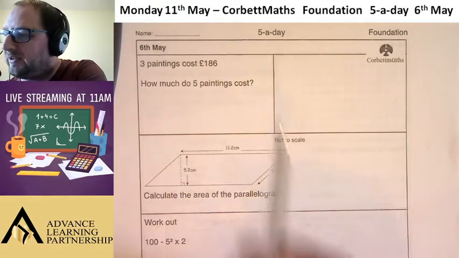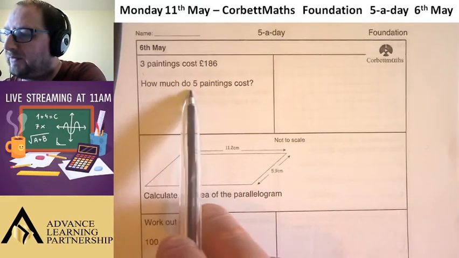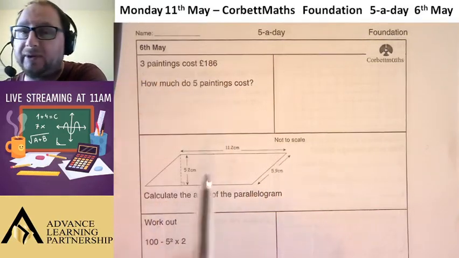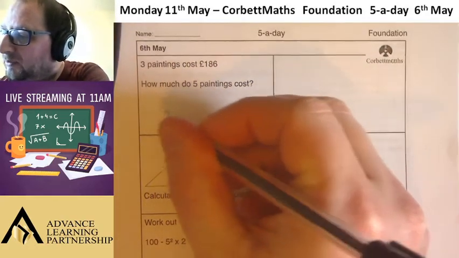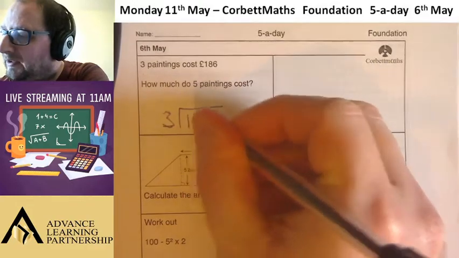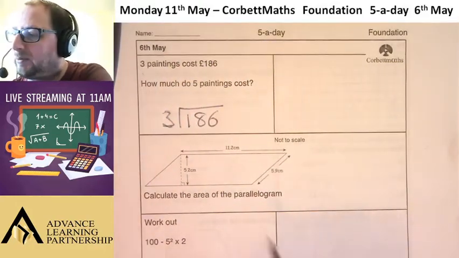So our first question is, 3 paintings cost £186. How much would 5 paintings cost? And we're taking it that it's the same painting that we're buying. So the first thing we need to do is to find out how much one painting costs. So we're dividing the 186 into 3 equal pieces.